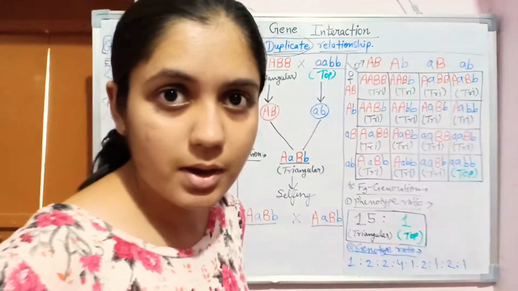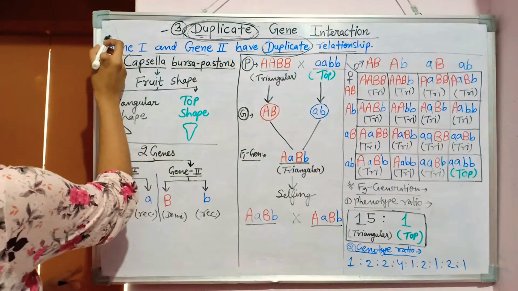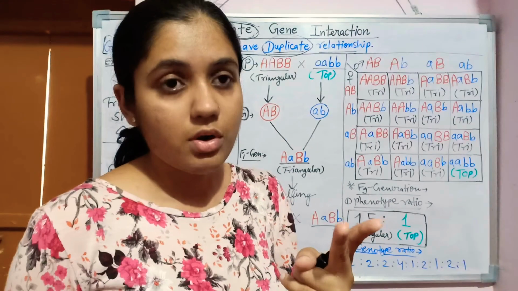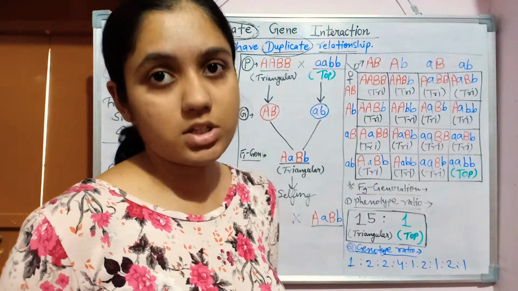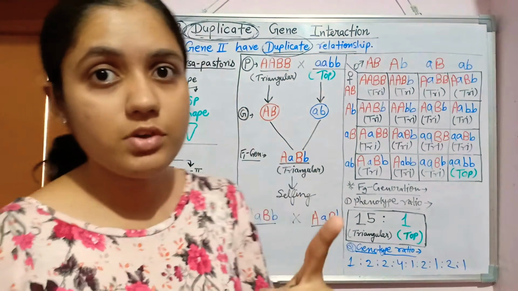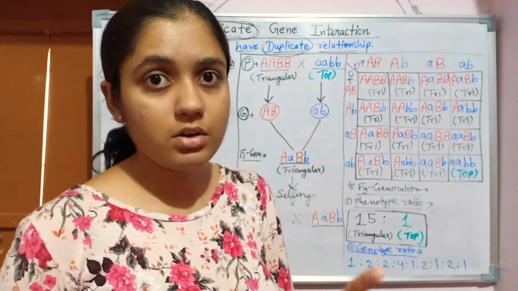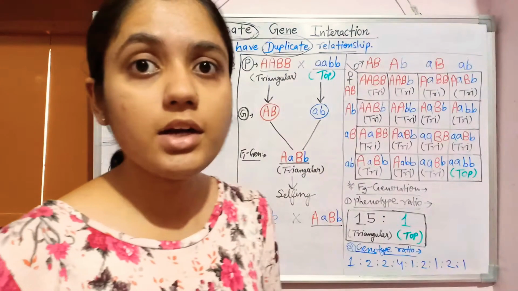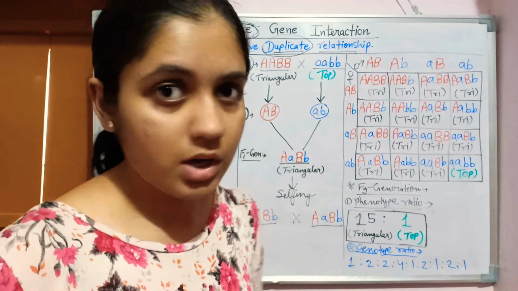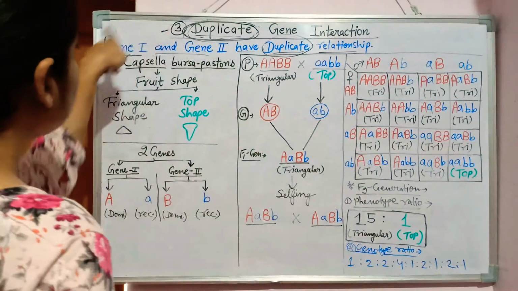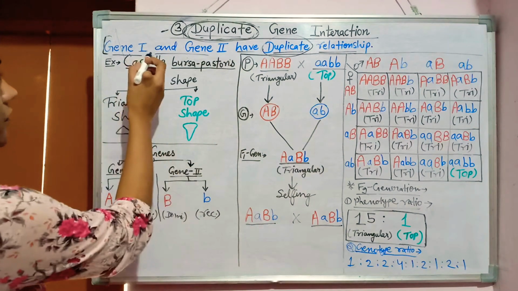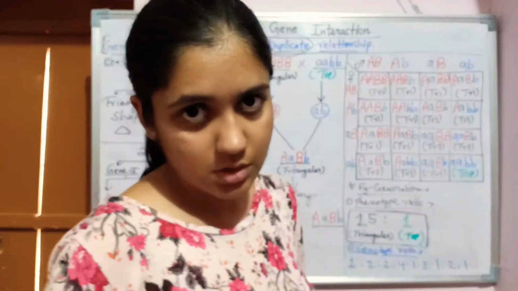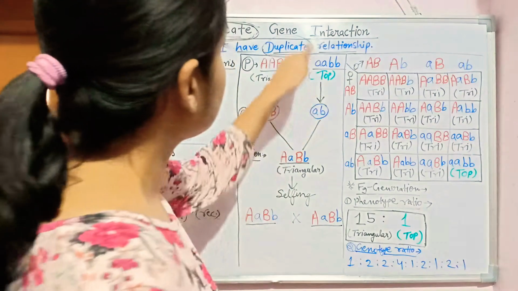We can understand it by the definition. There are two genes, because we are studying gene interactions. So for one phenotype, for one character, two genes are responsible. Two genes interact with each other. So the definition is that gene 1 and gene 2 have a duplicate relationship. Okay, duplicate means what?